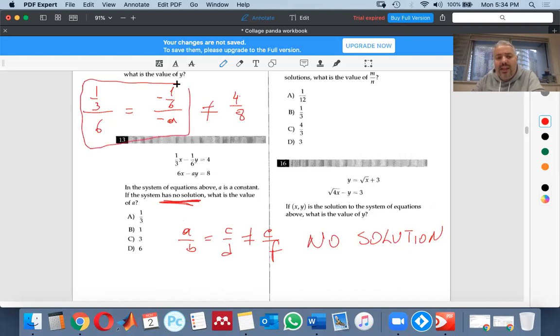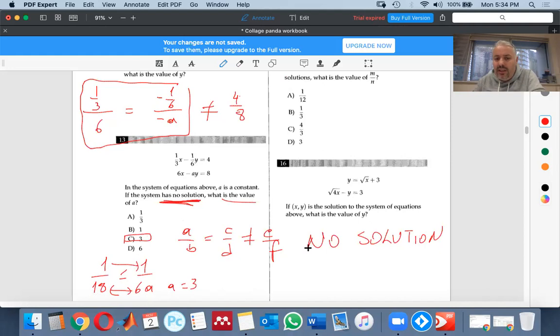So these two things must be same. How could it be that this is same? Calculation: 1 over 3 over 6, 1 over 18. Negative and negative, positive. 1 over 6 over A, 1 over 6A. So 1 with 1, 18 with 6A. That means A is 3. Okay, what is the value of A? Yes, A is 3.